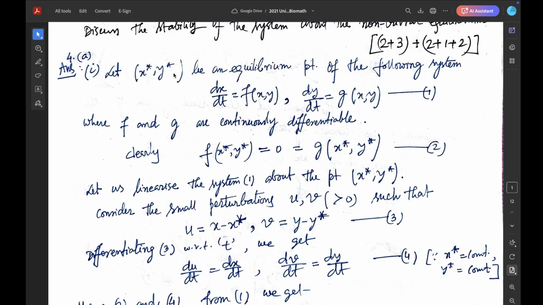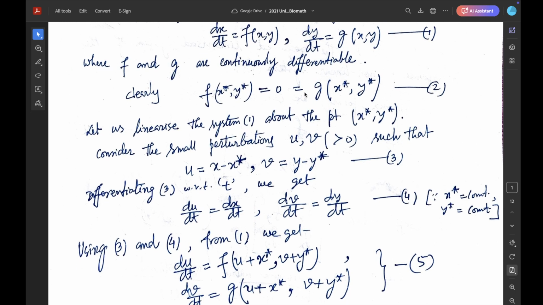Let (x*, y*) be an equilibrium point of the following system: dx/dt = f(x,y), dy/dt = g(x,y), where f and g are continuously differentiable functions. Clearly, f(x*, y*) = 0 and g(x*, y*) = 0 also, because (x*, y*) is an equilibrium point of the system. Let us linearize the system 1 about the point (x*, y*).